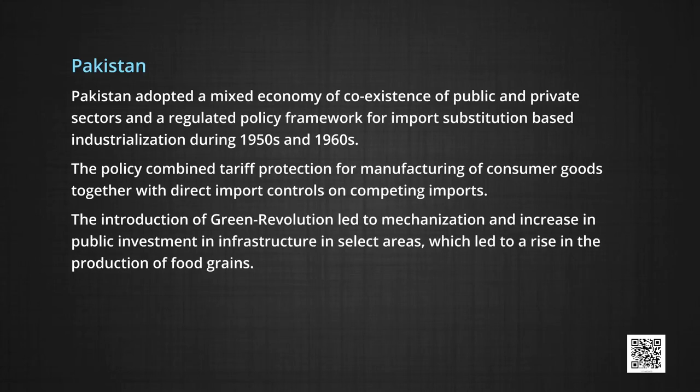The introduction of Green Revolution led to mechanization and increase in public investment in infrastructure in select areas, which led to a rise in the production of food grains. This changed the agricultural sector dramatically. In 1970s, nationalization of capital goods industries took place, which was reversed in late 1970s and 80s, when major thrust areas were denationalization and encouragement of private sector.